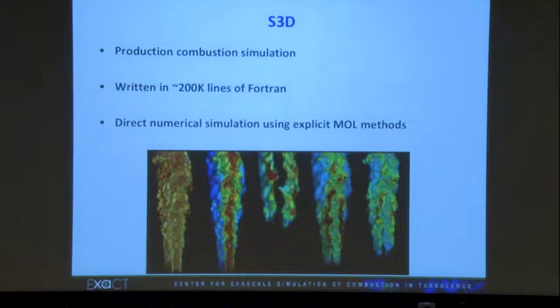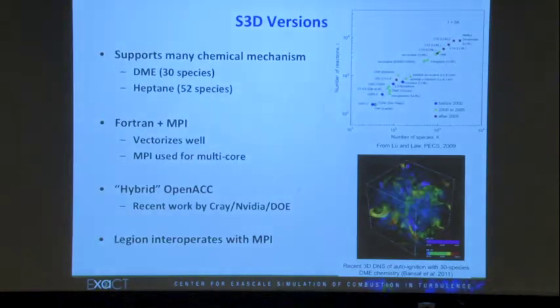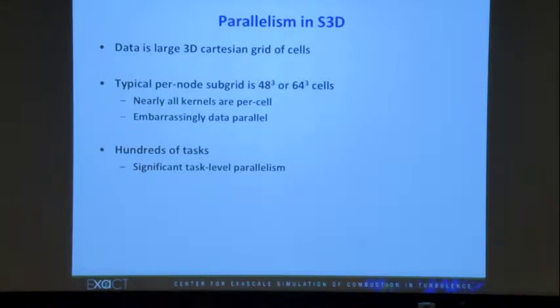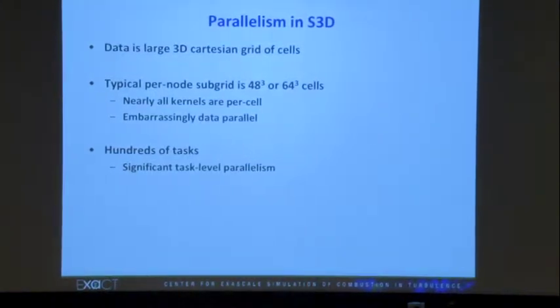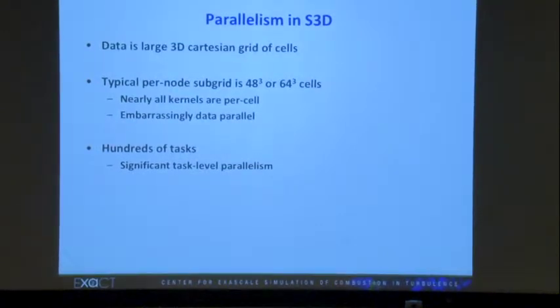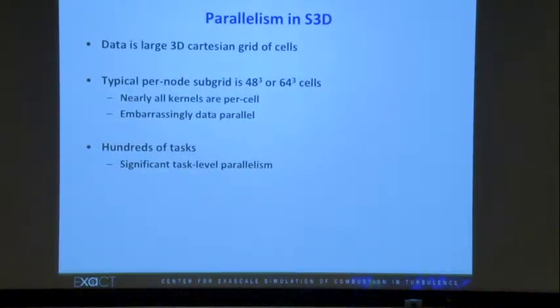So the CS guys ported S3D, which is about 200,000 lines of code. As I said, the data is these 3D Cartesian grid of cells. Typically, we have about 64 cubed cells per node. Nearly all of the computational kernels are acting on a per cell basis, and so it's kind of embarrassingly data parallel. And we have hundreds of tasks to compute, largely because of the chemistry. And so there's opportunities for significant task parallelism in addition to the data parallelism.